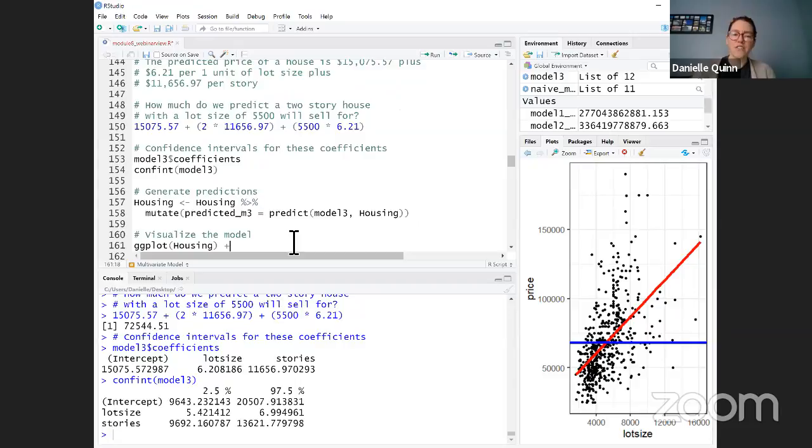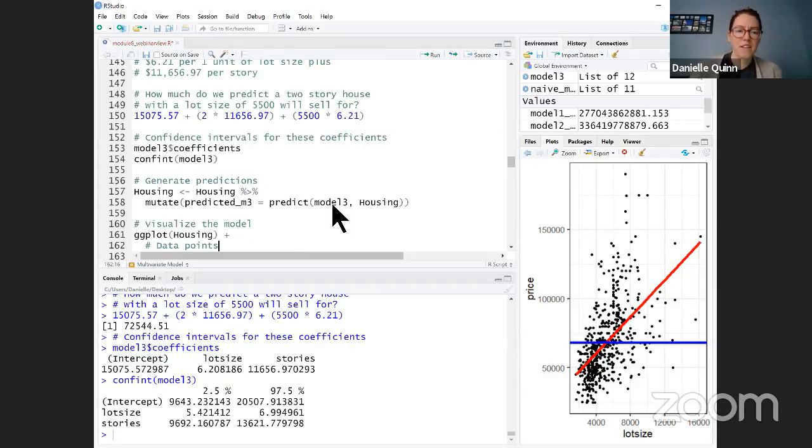So let's actually generate some predictions. We'll do the very same piece of code we've seen before. We're going to create a column called predicted M3. Remember, we didn't even bother doing one for M2 because the model was terrible, so we just moved on. And we are going to fill that column in with predictions based on model 3.